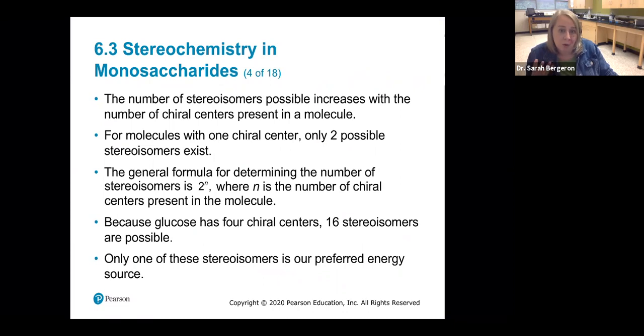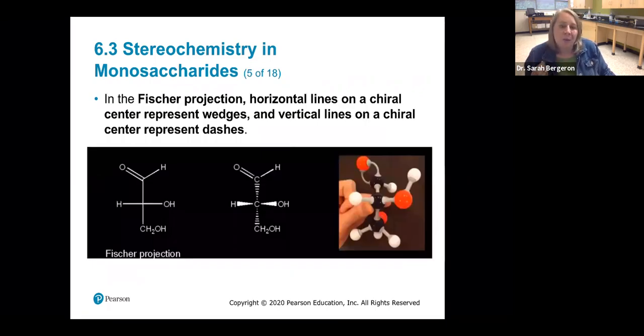So if glucose has 4 chiral centers, that's 2 raised to the 4, which is the same thing as 2 times 2 times 2 times 2, which is 16. So glucose has 16 stereoisomers. Wow, that's a lot. But here's the cool thing: our bodies only like 1 of those 16, only 1. And so we're going to talk specifically about that 1 when we talk about drawing these molecules.